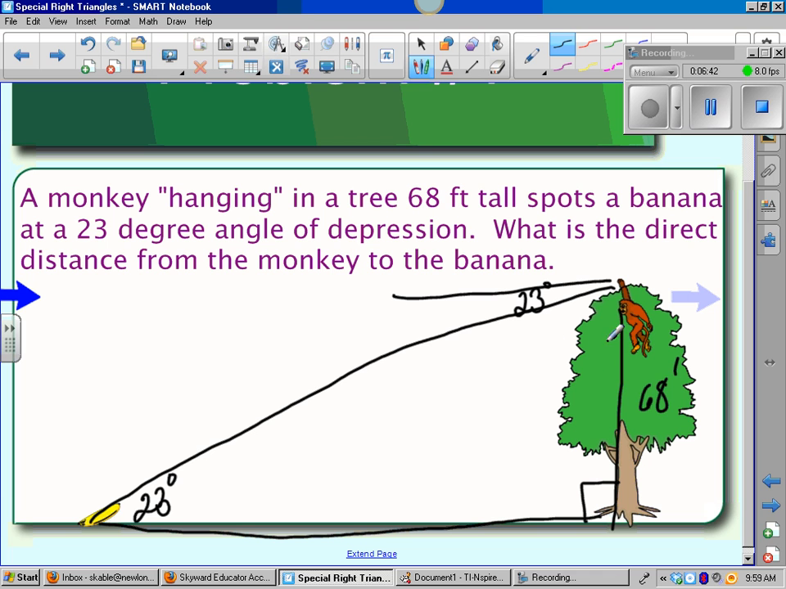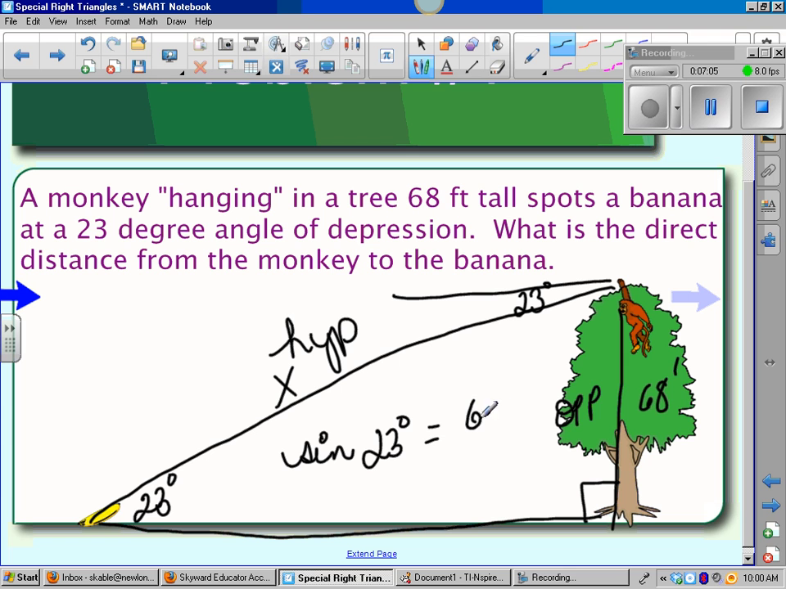Now we want to know the direct distance from the monkey to the banana. So that's here. So now we have to think, okay, is 68, relative to the 23, opposite, adjacent, or hypotenuse? Well, the 68 is opposite. And the x, that'd be the hypotenuse. So we would use our buddy sine. So sine of 23 degrees is equal to opposite 68 over the hypotenuse, which is x.